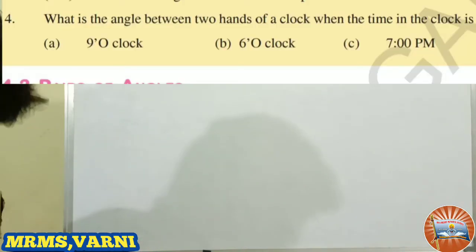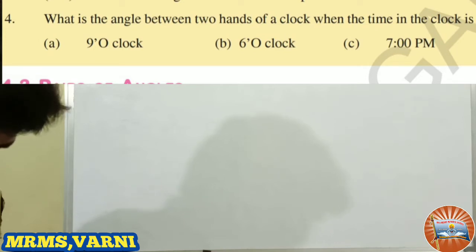What is the angle between two hands of a clock when the time in the clock is A) 9 o'clock, B) 6 o'clock, C) 7 p.m.? Three questions are given. In the first two, A and B, he has given only the time, 9 o'clock and 6 o'clock. But in C, he has given 7 p.m.